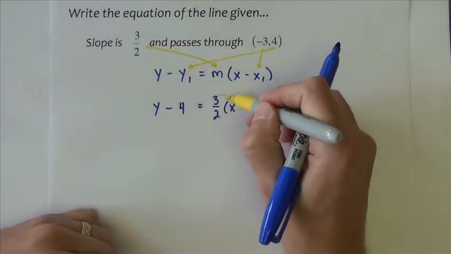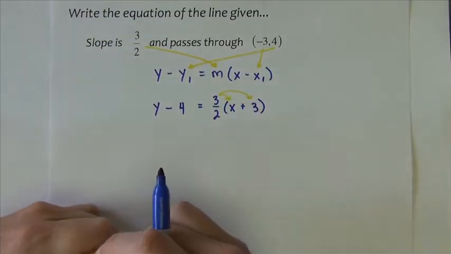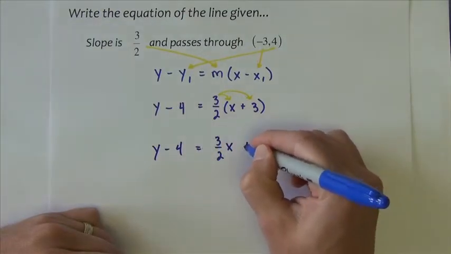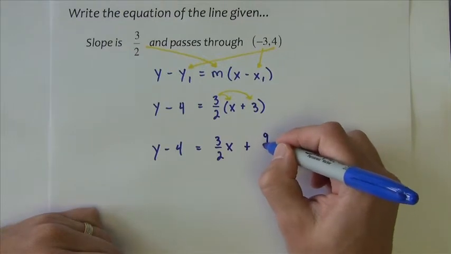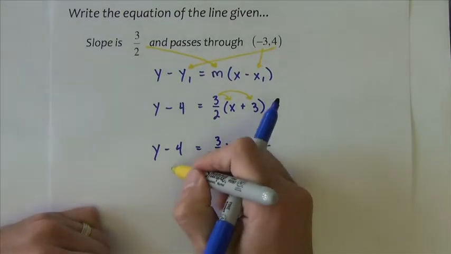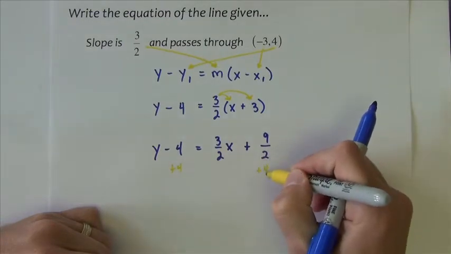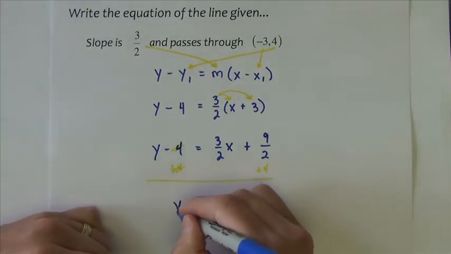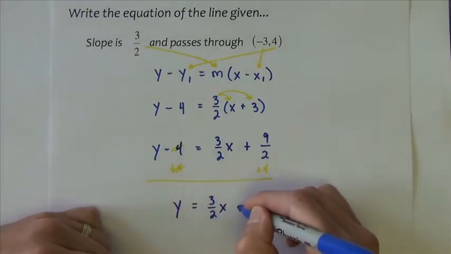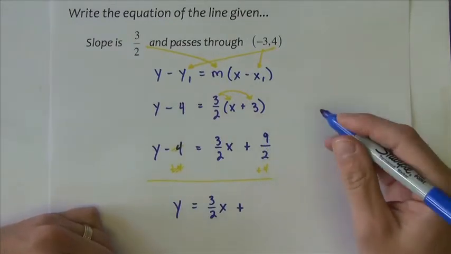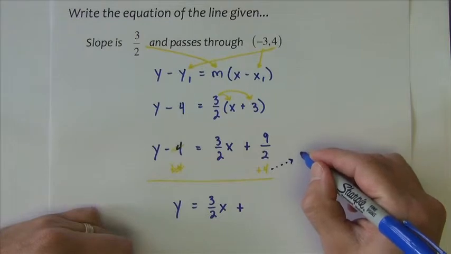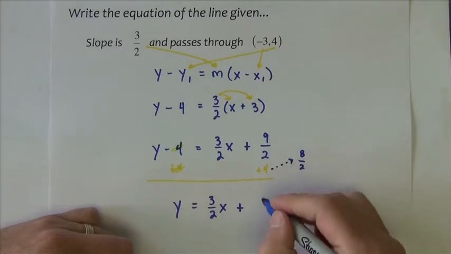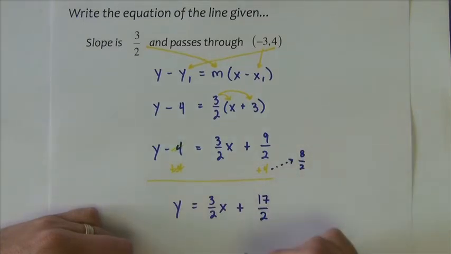We're going to distribute the 3/2. So y minus 4 equals 3/2 x plus 3/2 times 3 is 9/2. I'm going to add 4 to both sides. So we get y equals 3/2 x plus 9/2 plus 4. 4 is the same as 8/2, so that allows me to add these fractions together. I'd have 17/2.